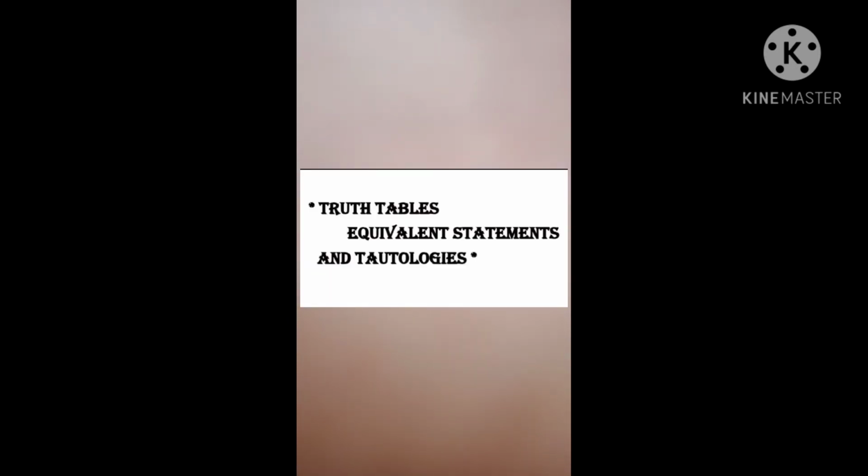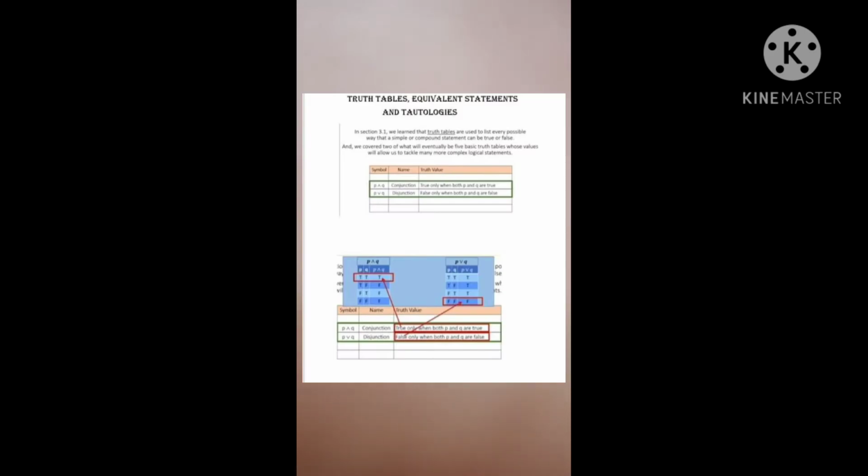We proceed to truth tables, equivalent statements and tautologies. The truth table shows how the truth or falsity of a compound statement depends on the truth or falsity of its parts. This means that P and Q are equivalent. We covered two of what will eventually be 5 basic truth tables whose values will allow us to tackle many more complex logical statements. True only when both P and Q are true. False only when both P and Q are false.